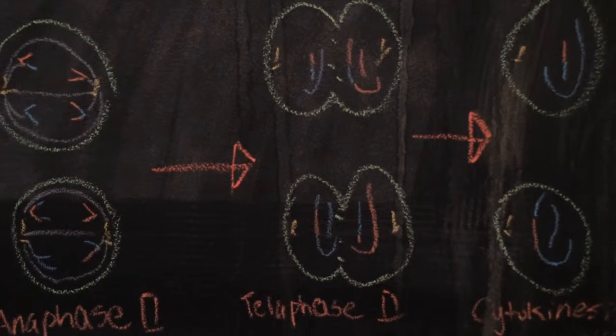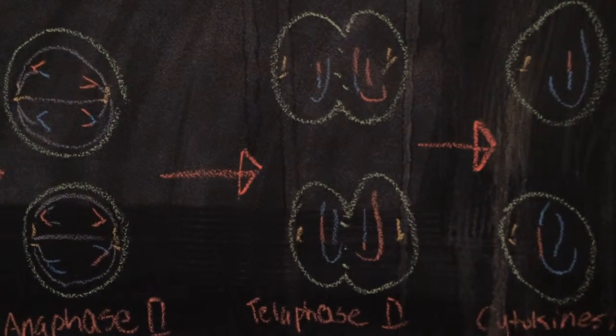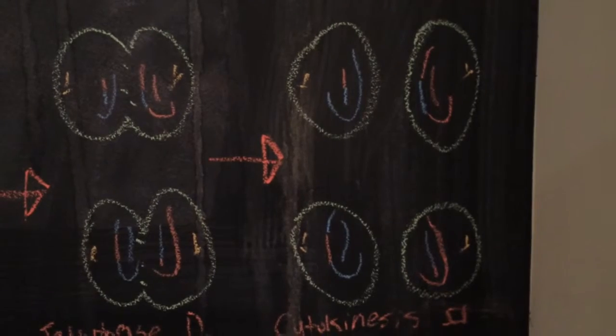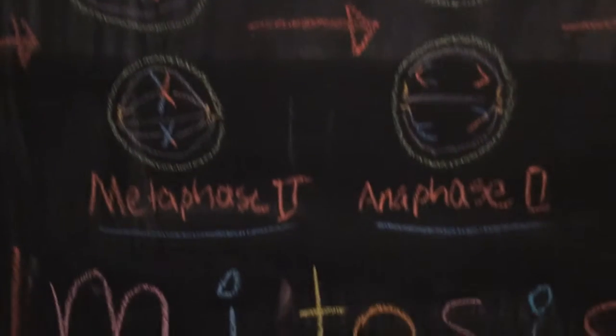In telophase 2, a nuclear envelope forms around each set of chromosomes, and the cells start to divide. Cytokinesis 2 is where the cytoplasm divides. Upon completing meiosis, you should have 4 haploid non-identical cells.